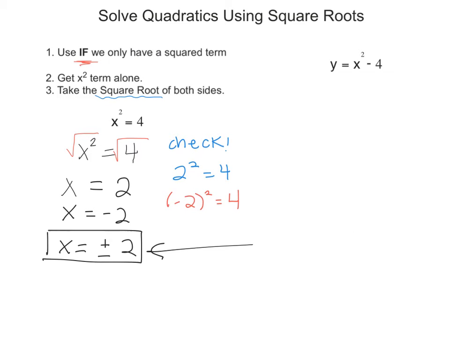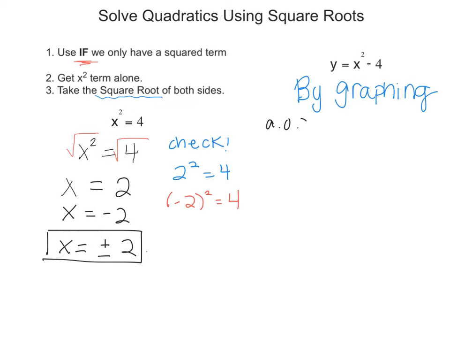And we haven't talked about this method just yet, but I want to look at it with you today. And that method that I want to talk to you about is by graphing. So I am going to look at how I can solve something by graphing and how all of these pieces work together. So to solve by graphing, I know this graph is in standard form. So the first thing I'm going to do is find my axis of symmetry.